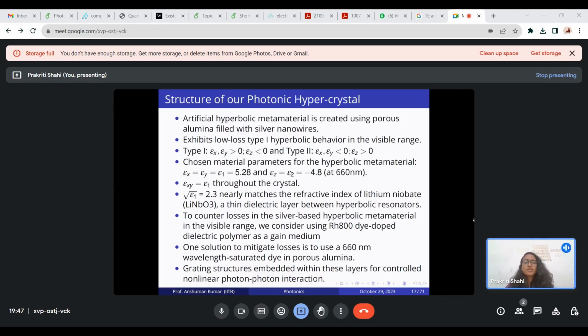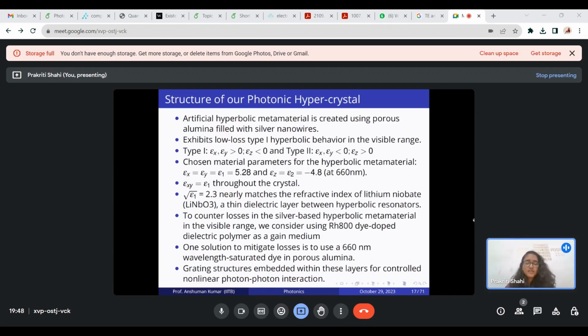Now we want to assume that epsilon xy is equal to epsilon 1 or 5.28 throughout the crystal. This is a valid assumption to make because we choose our dielectric layer between the hyperbolic resonators in order to satisfy this criterion. So we notice that the square root of epsilon 1, which is 2.3, nearly matches the refractive index of lithium niobate, which makes this a good candidate for the thin dielectric layer.